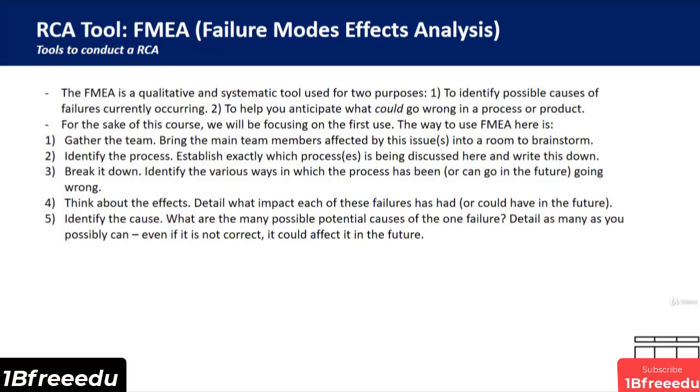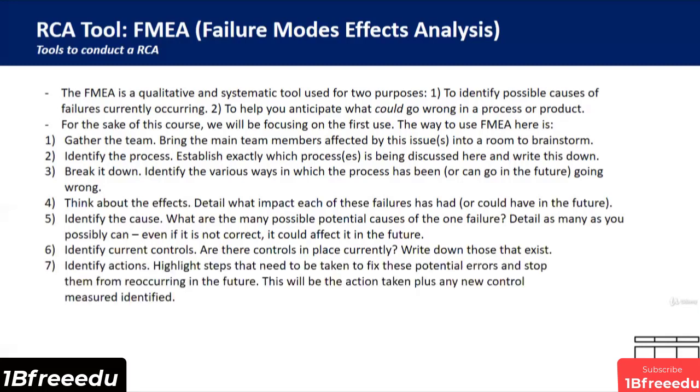You then can identify the cause. So what are the main possible potential causes of the one failure? Now, detail as many as you possibly can. Even if it's not correct, it could affect it in the future, right? So these are the potential causes. If it's not happening right now, it could potentially be a cause in the future. You then want to identify the current controls. So are the controls currently in place? Are there controls and are they currently working? If they exist, write them down.